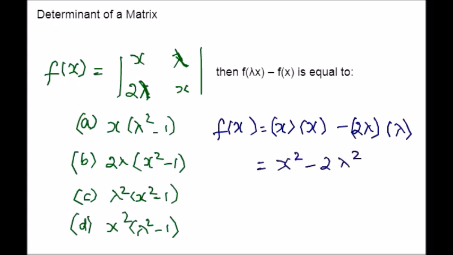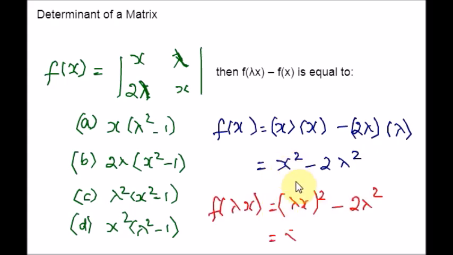In this question we are supposed to find f of lambda x minus f of x. Using this, we can easily find f of lambda x. F of x is equal to x square minus 2 lambda square. In place of x, we use lambda x. I have just replaced all the x by lambda x. Now I am going to work out the exponent. Squaring means it would be x square lambda square.